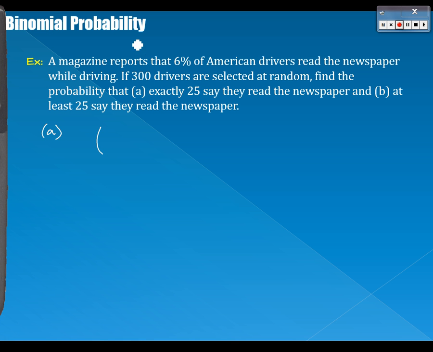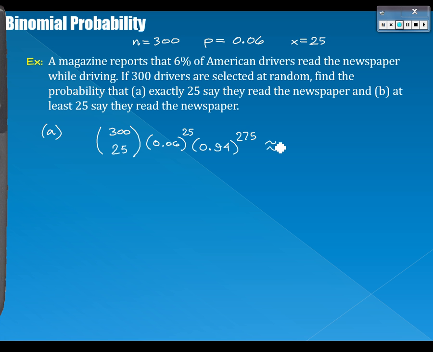So we have n is 300. That's the number of drivers that we're going to select randomly, and the probability that one of them is a newspaper driver is 0.06. And we care about 25, it says. All right, we want to know the probability of exactly 25. So I think by now, I'm just going to write it out, assuming that you're all with me, right? 300 choose 25, times 0.06 to the 25, 0.94 to the 275, and that equals something. I don't actually care to know what. Okay, so far so good.